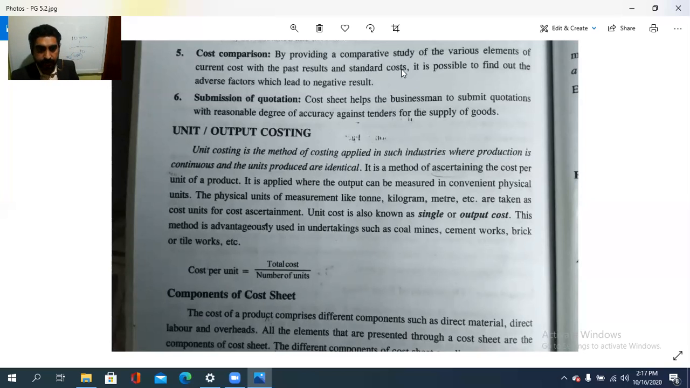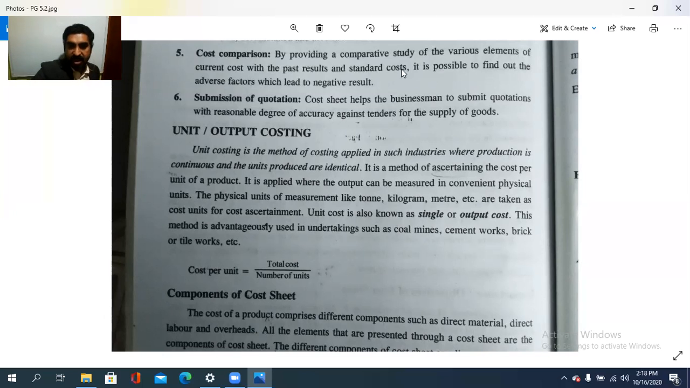This method is advantageously used in undertakings such as coal mines, cement works, bricks or tile works, etc. And the cost per unit is equal to TC divided by number of units. Total cost, the total expenditure, divided by the number of units produced, gives the per unit cost. So total cost divided by number of units, that is the per unit cost. Clear? So that is the unit or output costing.